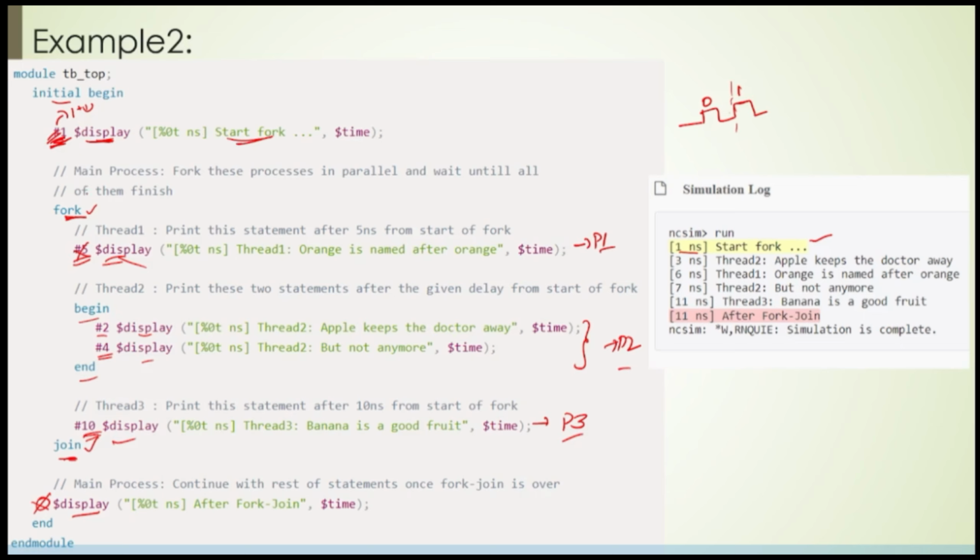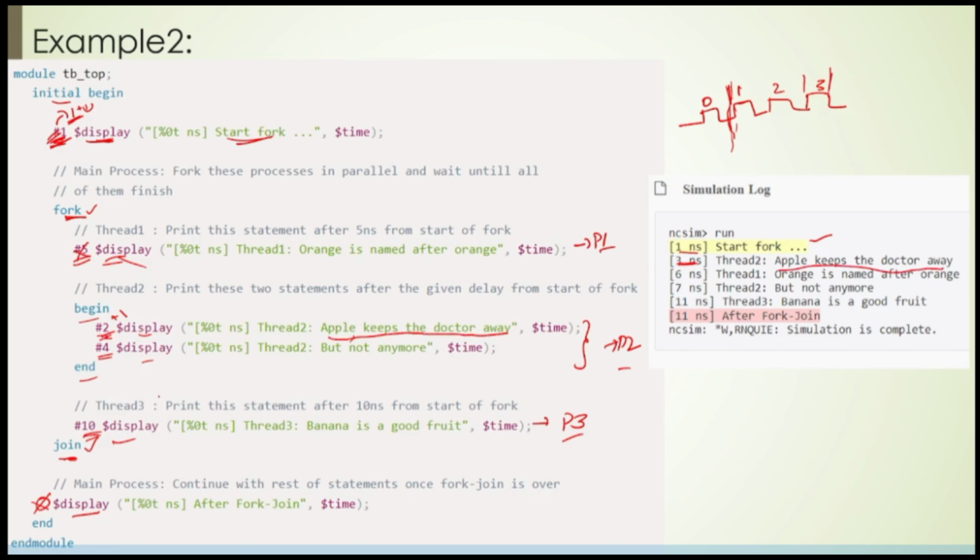So this is already at one time unit of delay. Now what is the least time delay here, which is 2. So this is 2 plus 1. This is already starting at one time unit, so along with this it will wait for two more time units. So what is the final time unit? It is 3 nanoseconds. At 3 nanoseconds, Apple keeps the doctor away will be displayed.